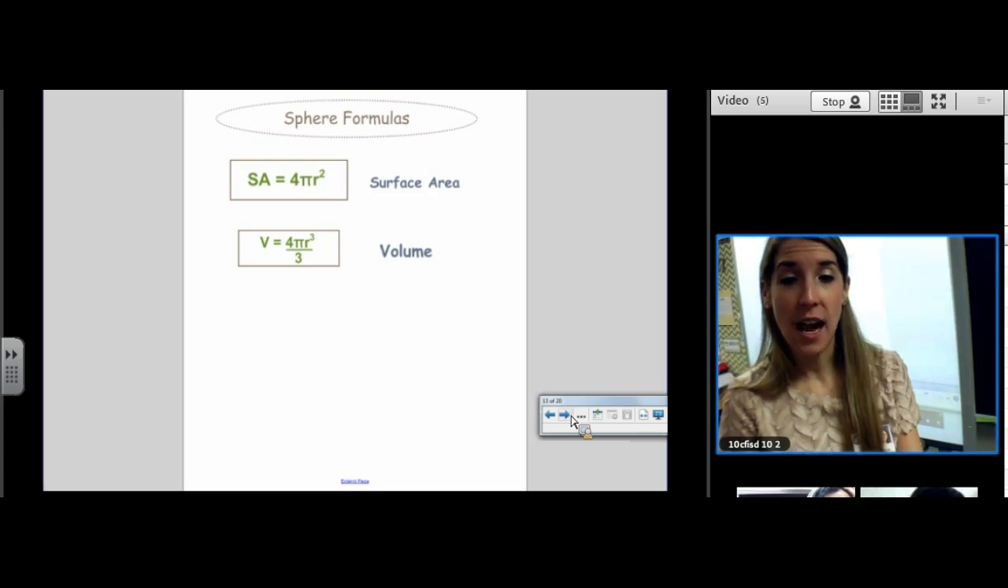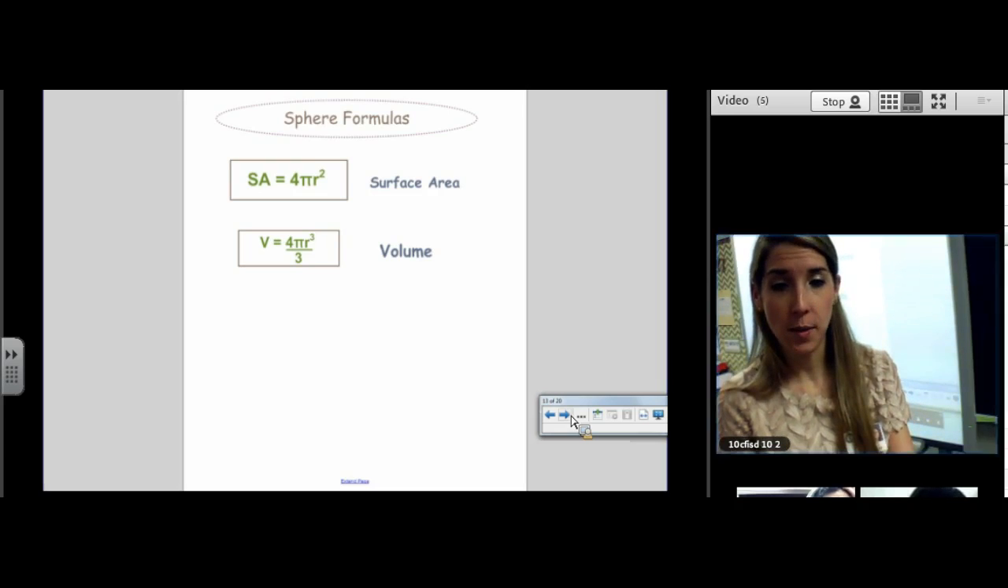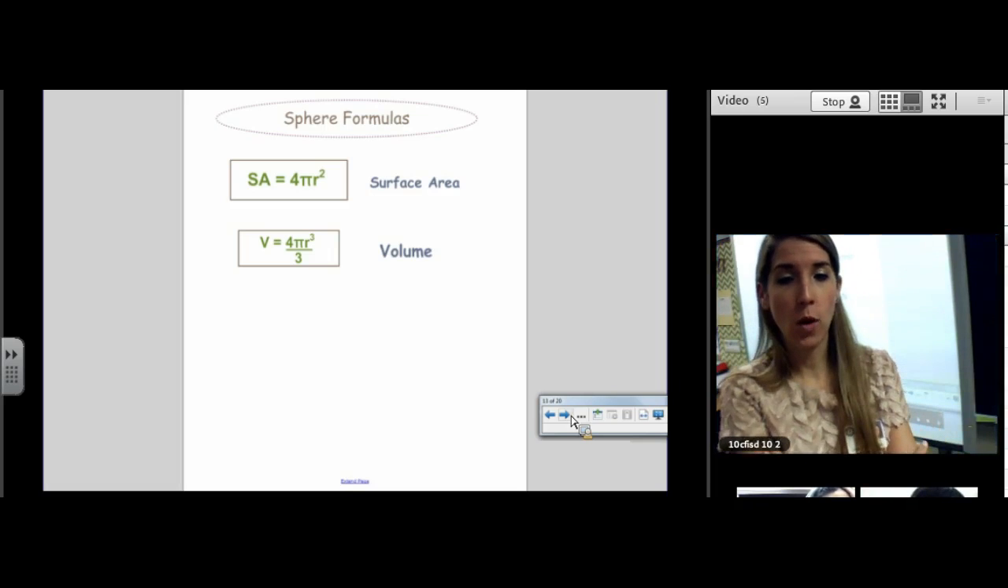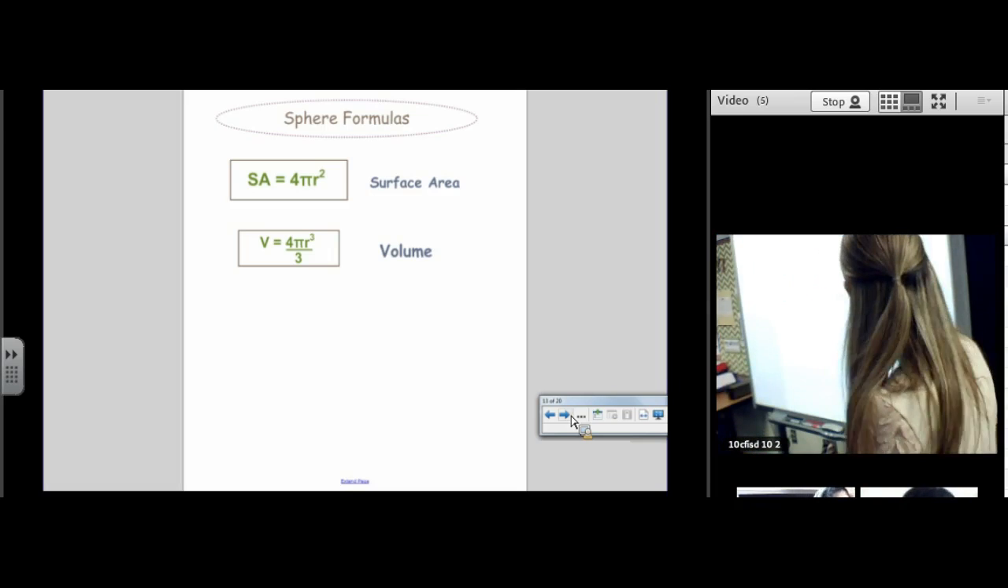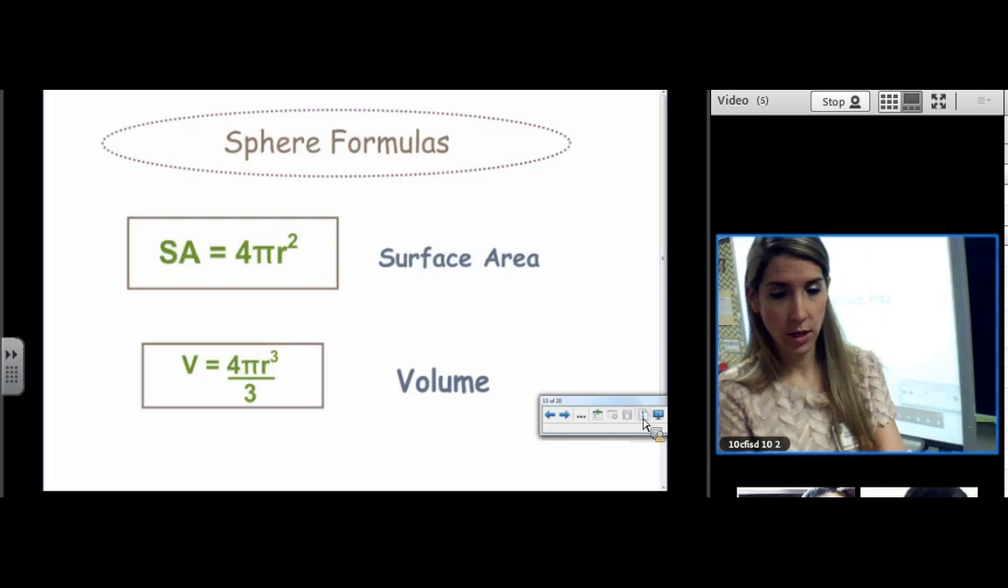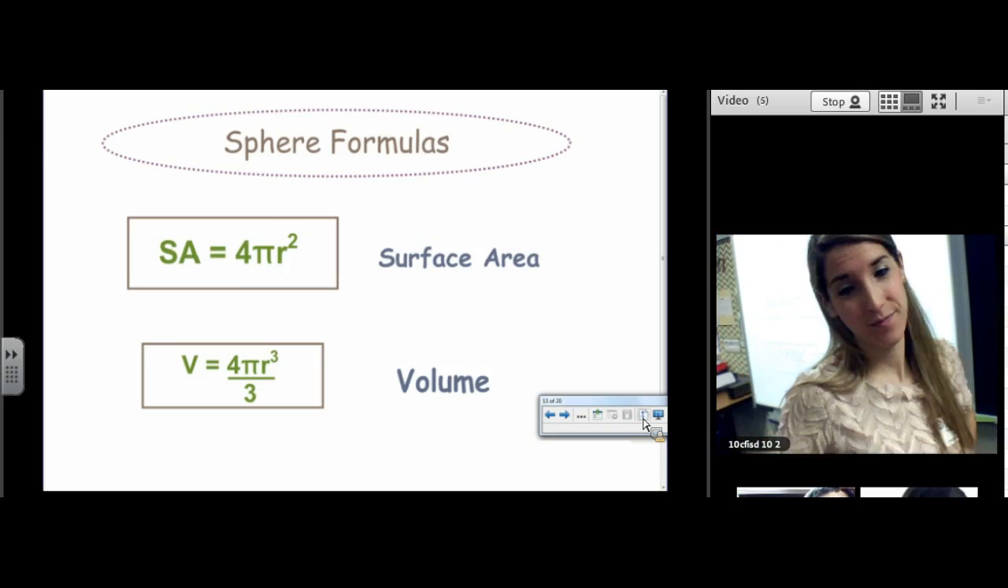So write these formulas down. 4 pi r squared, that is surface area, and volume is 4 pi r cubed over 3, or 4/3 pi r cubed.